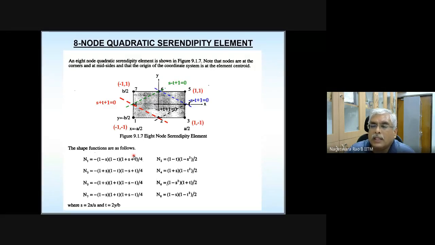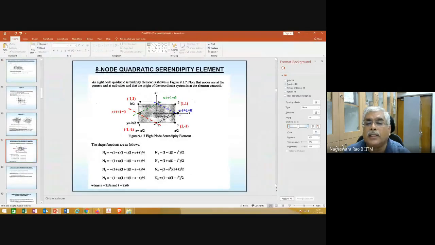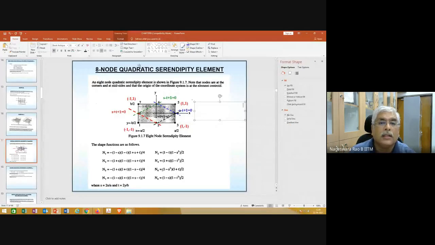And now, a general form of that, let me write it here. N1 is equal to s minus 1, t minus 1, s plus t plus 1. So these terms should be there, and some constant should be there. So this is the subscript here.